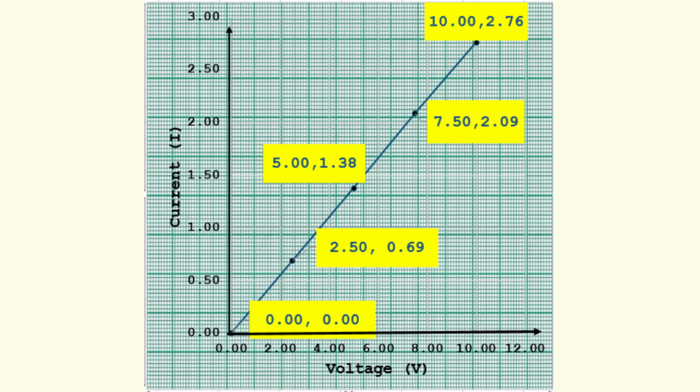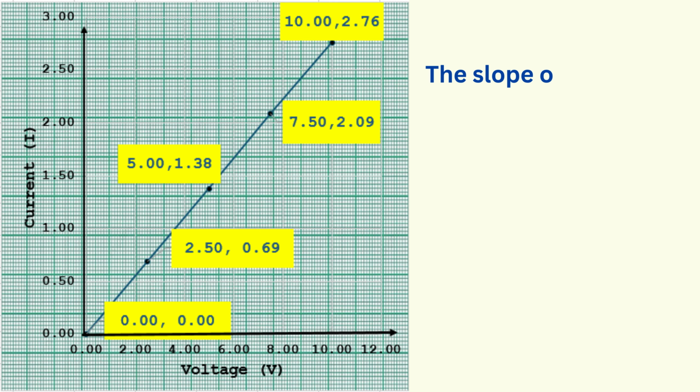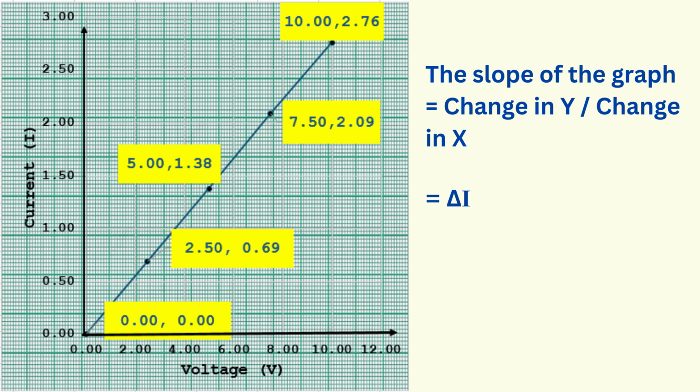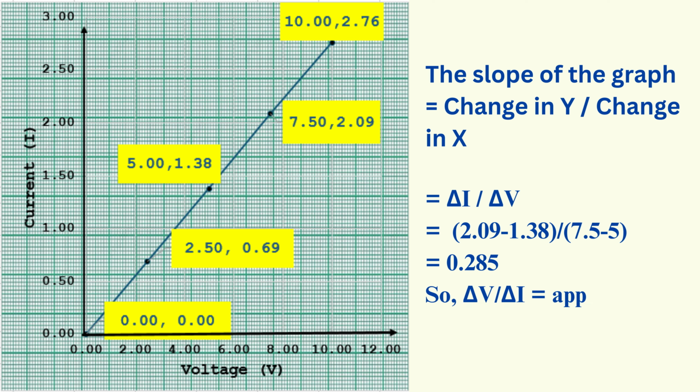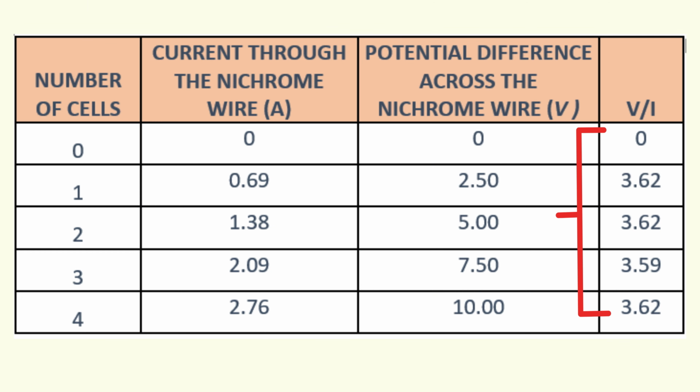Now let's see the graph which we have plotted using these records. We know that slope of any graph is equal to change in y divided by change in x, right? Here it is delta I by delta V. You can take the value at any point on the slope and it will come to 0.285. Now if we reverse it, delta V by delta I is equal to approximately 3.5, which is approximately the same as the calculation in the table.